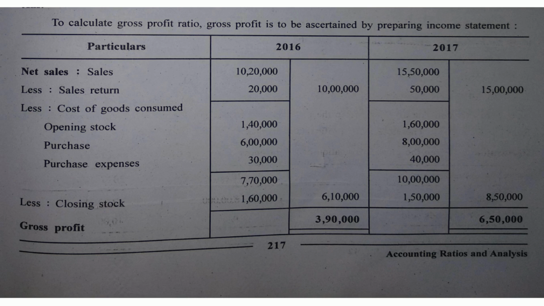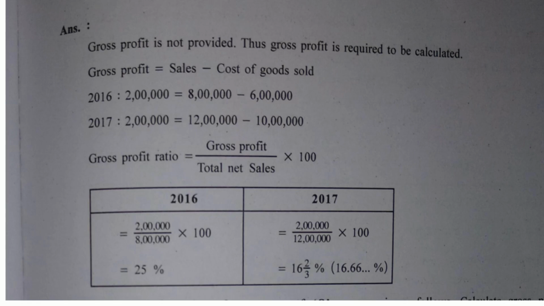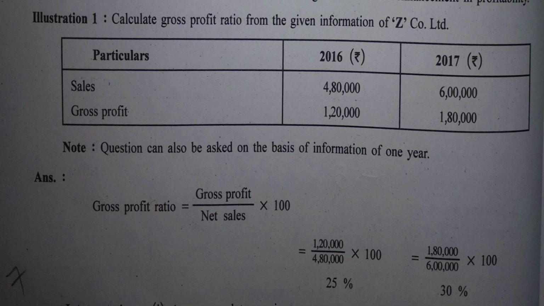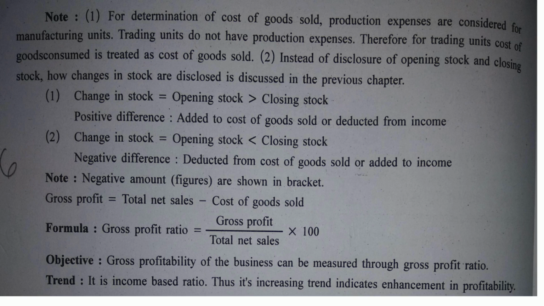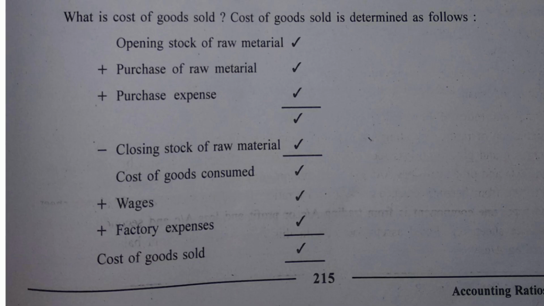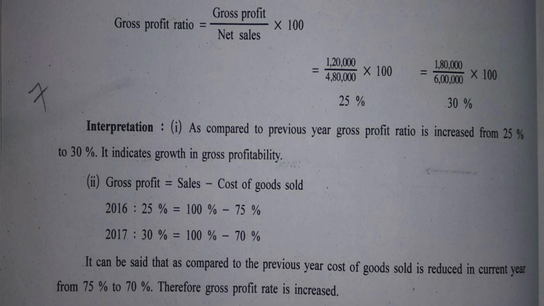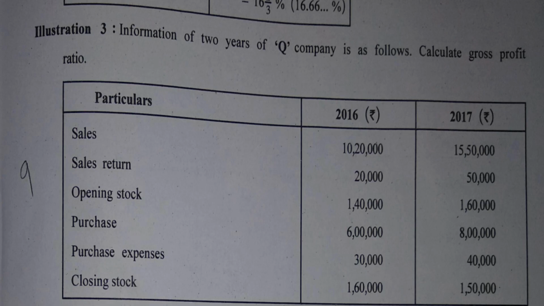And here the cost of goods consumed. You might be getting confused between cost of goods sold and cost of goods consumed. See, cost of goods consumed, here it is, plus wages, factory expenses. But in the given question, there are no wages and factory expenses. So cost of goods consumed itself becomes cost of goods sold.